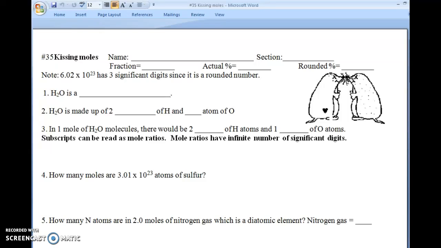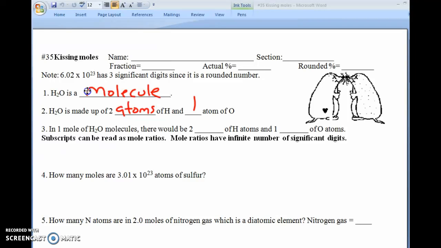Hello folks, now we're on the 35s, which is known as the kissing moles sheet. We're going to fill in a couple of the fill-in-the-blank questions up at the top, and then we'll work some of the mathematical problems down below. Just like in the previous sheet, H2O is a molecule. H2O is made up of two atoms of hydrogen and one atom of oxygen.